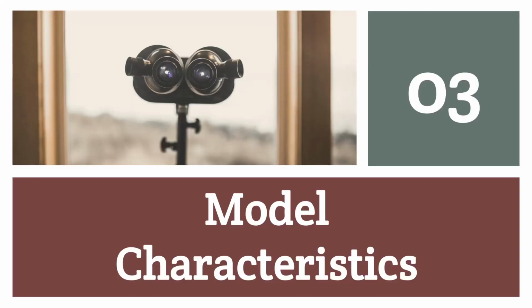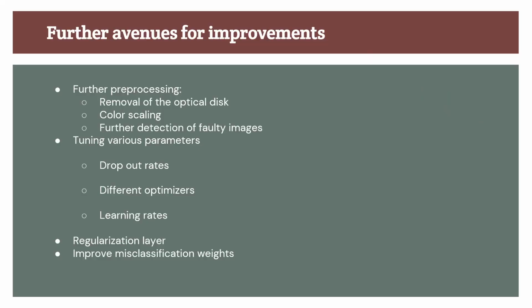Hello, I'm Sven and I'll be running you through the rest of our presentation, continuing onwards with the model characteristics. The important part of the model characteristics for now are our planned model improvements. First of all, we have further pre-processing methods, such as the removal of the optical disc, and color scaling, such as grayscaling and color intensification. These are all meant to improve the nerve visibility for our model.